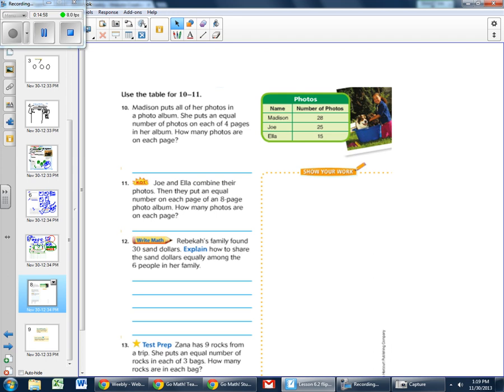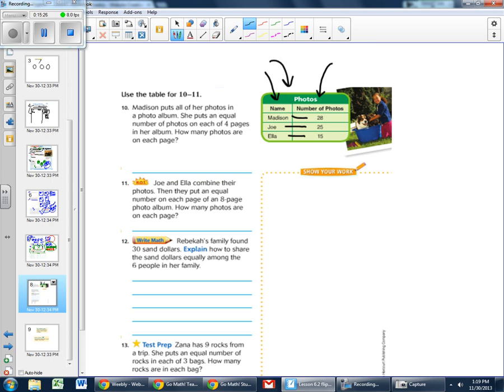Okay, use the table for 10 and 11. So let's spend some time first looking at our table, which is a skill I hope that you're using on your own now when you're using tables because we've worked on them a lot. Our table title is photos. This is the name column, and this is the number of photos. So it looks like Madison has 28 photos, Joe has 25, and Ella has 15. Again, yours isn't going to be as blurry as mine is.